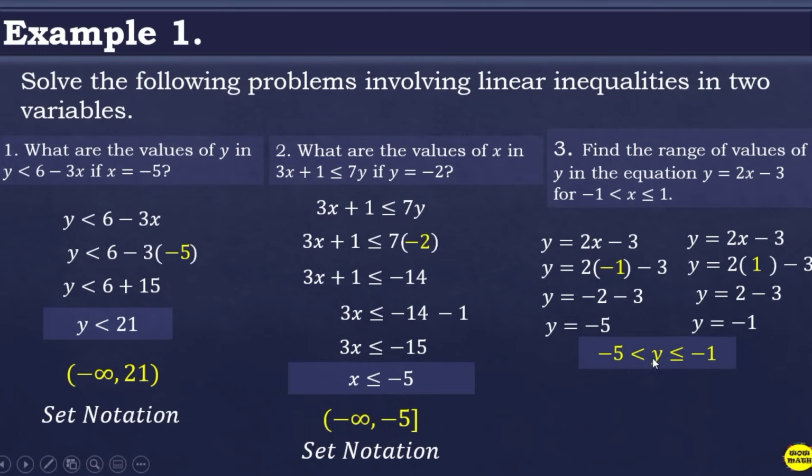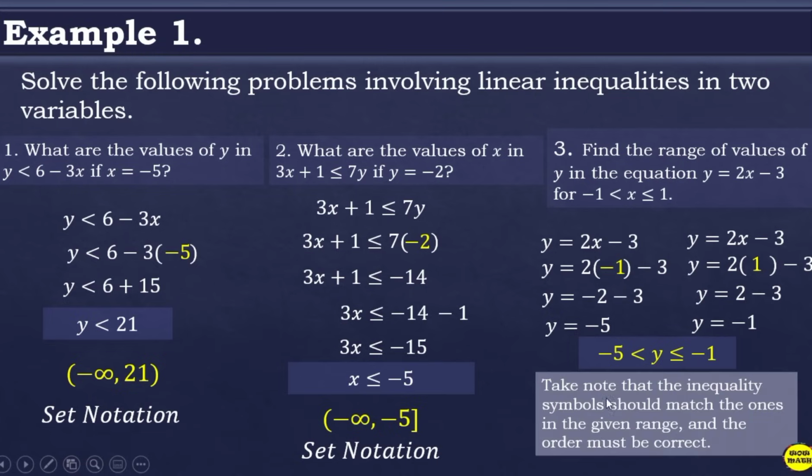So ito ngayon na magiging values ng y natin. Mas mataas siya sa negative 5, pero mas mababa naman or equal sa negative 1. So, tandaan, take note that the inequality symbol should match the ones in the given range. So, anong ibig sabihin nito? So, dapat, kung ano yung symbol mo dito sa given mo, since less than ito and then less than or equal to, yun din po ang gagamitin mo. So, dapat match sila. Kung ano yung nandito, yun din po rito.